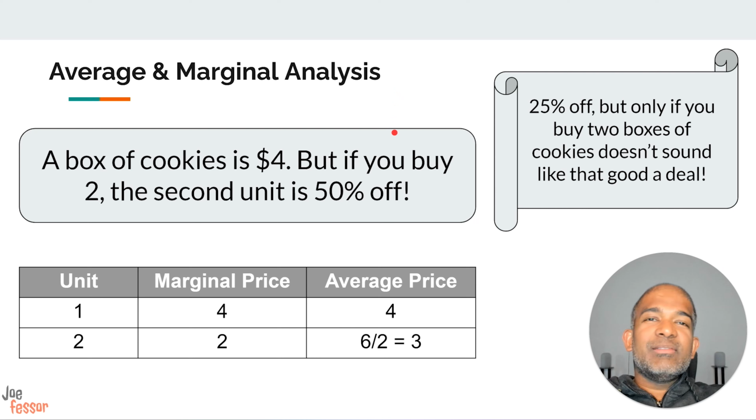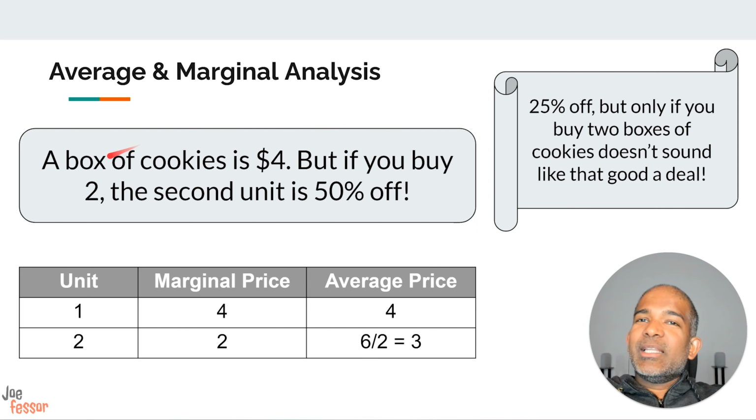Average, on the other hand, gives us the per unit view. What's the average cost of production or the average revenue per customer? Keep in mind that what happens on the margin affects the average. A string of low-cost marginal units can really pull down the overall average cost.